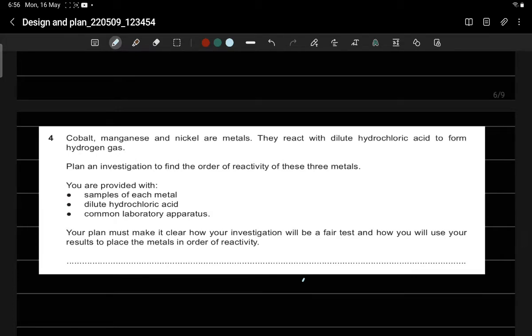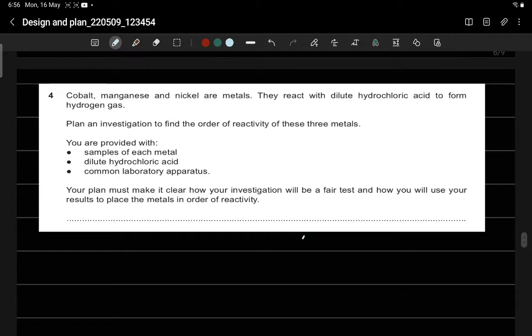So the next question is about the reactivity series of metals. Cobalt, manganese and nickel are metals. They react with dilute hydrochloric acid to form hydrogen gas. Plan an investigation to find the order of reactivity of these three metals. You are provided with a sample of each metal, dilute hydrochloric acid and common laboratory apparatus. Your plan must make it clear how your investigation will be a fair test and how you will use your results to place the metals in order of reactivity.